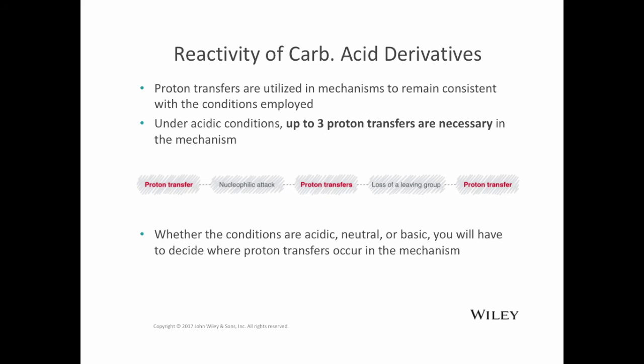Proton transfers are utilized in mechanisms to remain consistent with whatever conditions are employed. With acidic conditions, often up to 3 proton transfers are necessary. You will have to figure out if the conditions are acidic, neutral, or basic to decide where these proton transfers should occur in the mechanism.